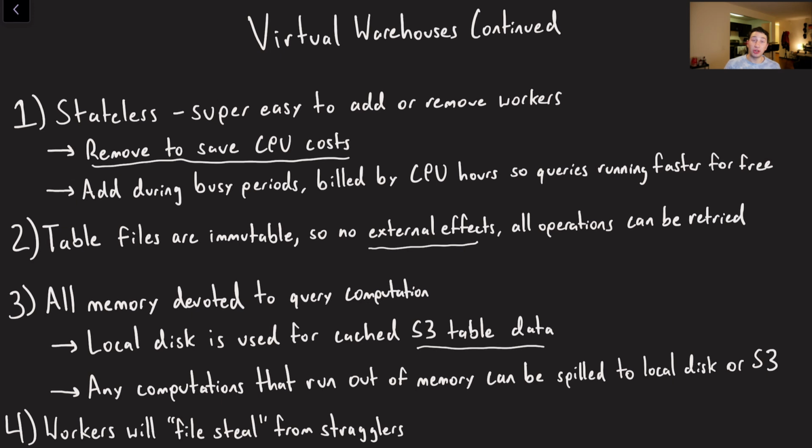In the event that we were to run out of memory on this virtual warehouse worker while we're doing some sort of computation, then basically what you can do is spill to local disk. For example, let's imagine we're running some operation that is counting distinct elements, and that set of distinct elements gets too big. We can now store it on local disk, or we can also store it on S3, which effectively means that we have infinite storage when it comes to performing computations.